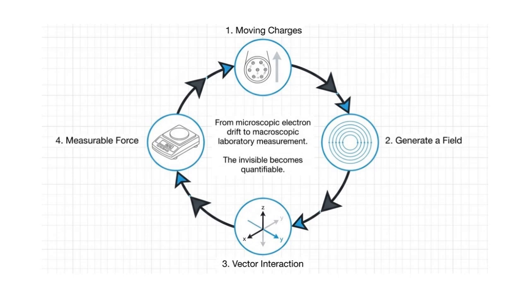Moving charges generate a field, which can be represented by concentric circles indicating the field lines. Next, the interaction between current and field is analyzed. Finally, this results in a measurable force that we can quantify in the lab. This cycle takes something invisible and microscopic and makes it measurable and understandable on a larger scale.